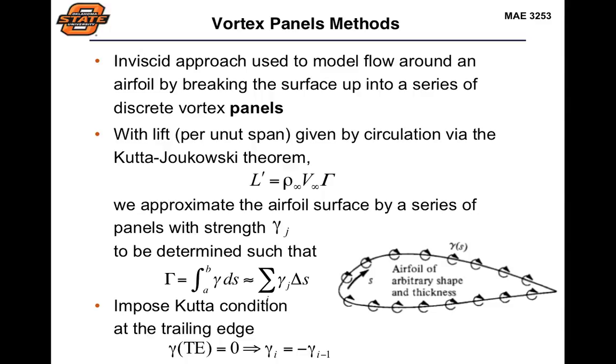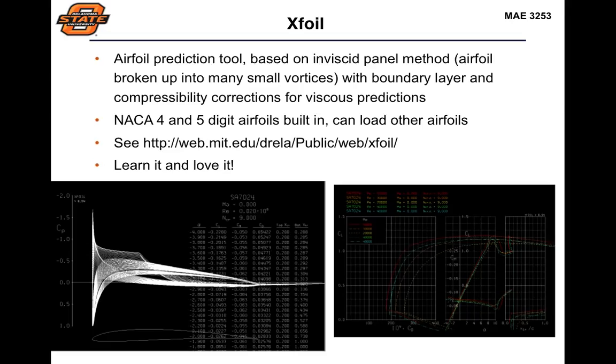And then once we have the value of each one of those gammas, that's going to tell us what the local velocity is over that particular airfoil. Now, in reality, it's a lot more complicated than this, but this gives you the gist of the idea that Prandtl came up with, and he was able to develop some other methodologies around this concept that we'll go into more detail later. Now, what's this got to do with Xfoil?